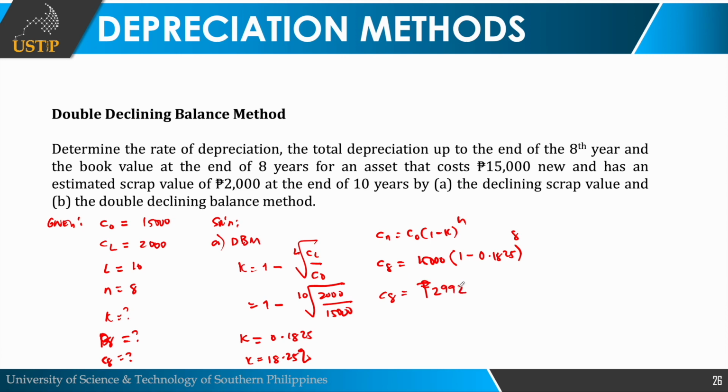2,992. Total depreciation up to the end of the 8th year would be D sub 8. That is the original cost minus the book value. Original cost minus depreciation is the book value; original cost minus the book value is the depreciation. So that is C sub 8. So, original cost minus 2,992. How much is the total depreciation? That is 12,008 pesos.